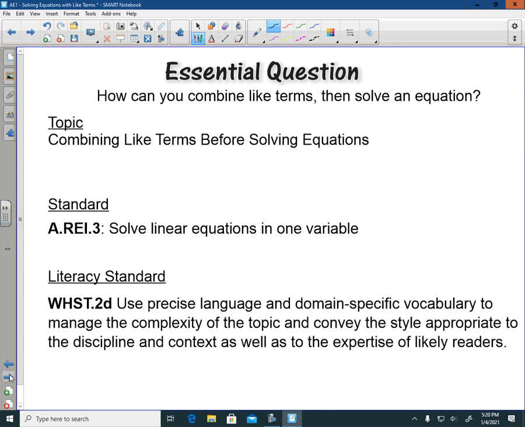All right, here is your essential question of the day. How can you combine like terms, then solve an equation? So we're going to take the idea of combining like terms and what we know about solving equations, and we're going to put them together. Our topic is combining like terms before solving equations. Make sure that topic gets into the table of contents of your notebook, and let's do this.